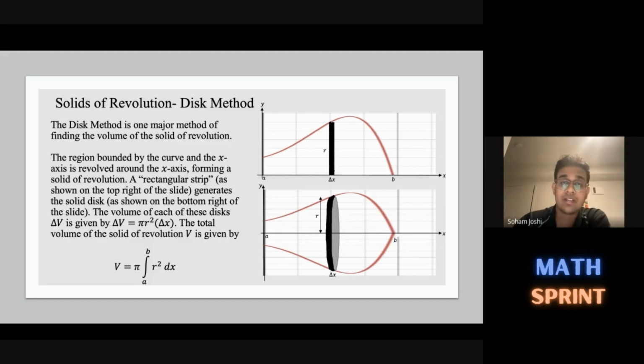Now suppose you have many of these rectangular strips which get rotated about the axis of rotation, which in this case is the x-axis. You have to add up the volumes of all these smaller disks. Therefore, the total volume of the solid of revolution V is given by pi times the definite integral of r squared with respect to x, with an upper limit of b and a lower limit of a.